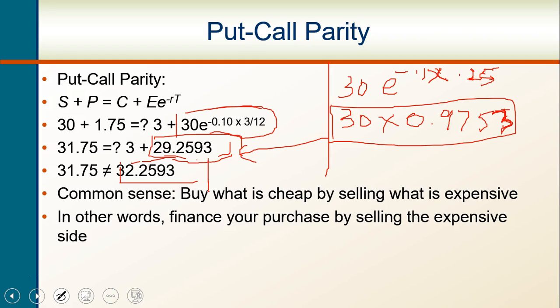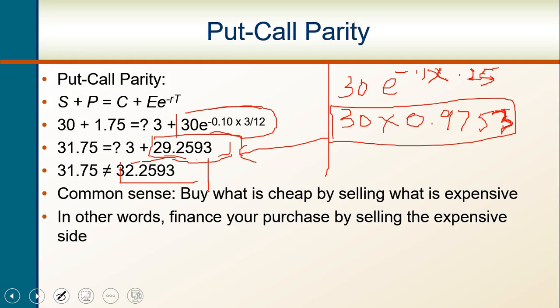On the right hand side, which is the expensive side, what do we have? What are the components? We have a call option. So we have a C, call option. So we are going to sell a call because we have decided to sell the expensive side. So we are going to sell a call option. And then the second component is the present value of the exercise price.